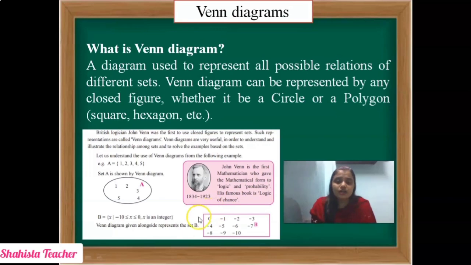Now we have to draw a rectangle. Here minus 10 is the smallest number, so minus 9 is greater than minus 10, minus 8 is greater than minus 9, minus 7 is greater than minus 8, and similarly all the numbers till 0. See here, 0 is greater than minus 1, minus 1 is greater than minus 2, minus 2 is greater than minus 3, and then minus 4, minus 5, minus 6, minus 7, minus 8, minus 9, minus 10. All these elements are present in set B, and this Venn diagram represents set B. Now let's proceed.